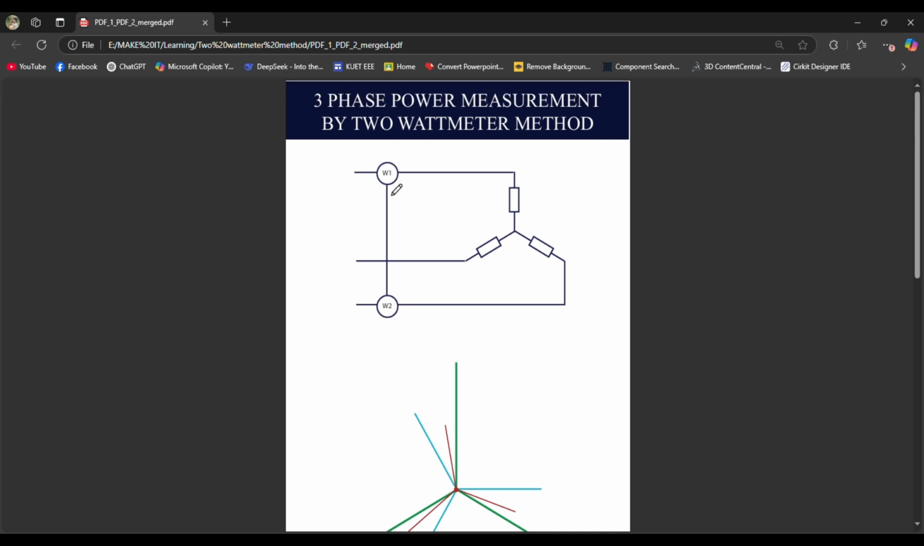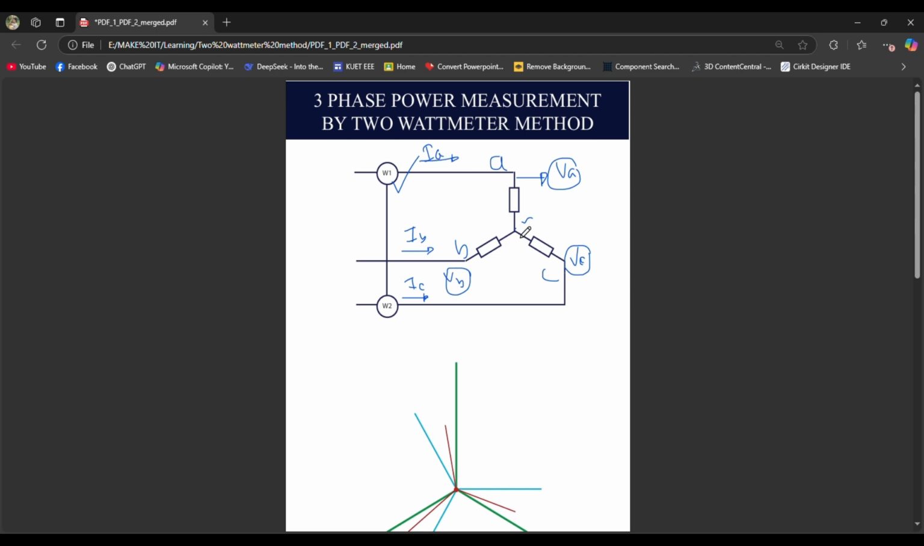What will happen for the wattmeter W1? I have already told you that I have marked these phases as A, B and C. At this point the voltage is VA compared to the neutral, obviously, at this point the voltage is VB, and at this point the voltage is VC. The currents flowing through the lines will be IA, IB and IC, and obviously in star connection we know that phase current and line current are equal in magnitude.